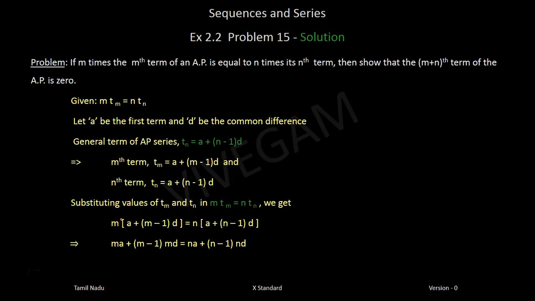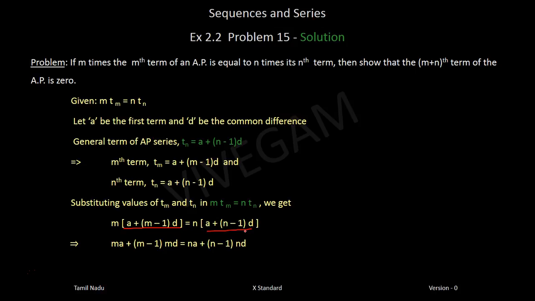So m times Tm, which is a plus (m minus 1) d, will be equal to n times (a plus (n minus 1) d), because this is Tm and this is Tn. You are simply replacing Tm and Tn with these expressions. Now it is more of a simplification and rearrangement to get the required answer. M into a is ma, and m into d is md, so it becomes (m minus 1) times md. Similarly, this is na and this is (n minus 1) times nd.